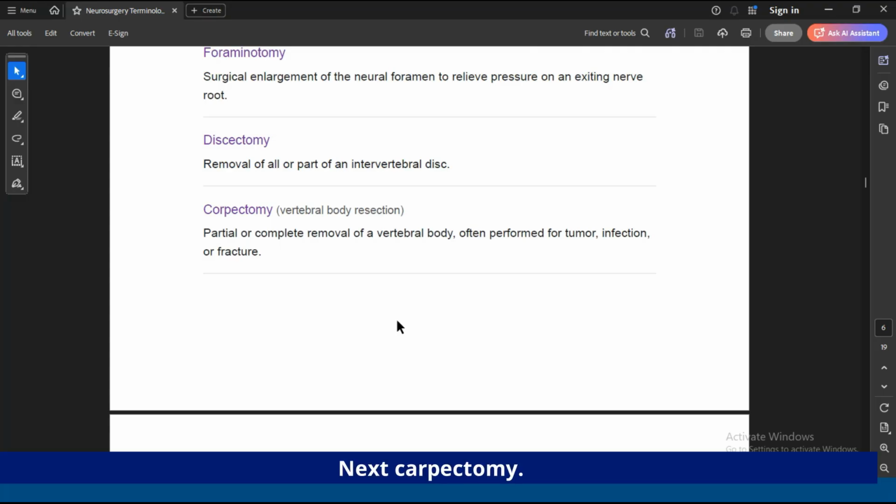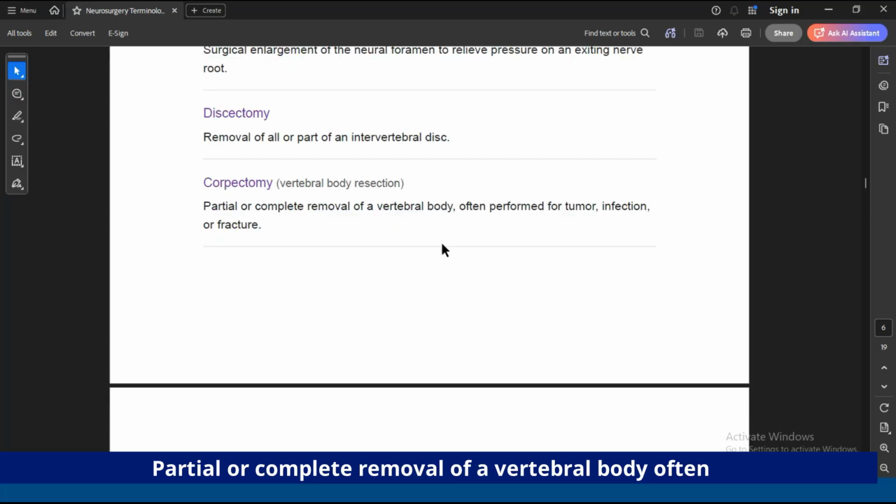Next, corpectomy. So vertebral body resection. Partial or complete removal of a vertebral body often performed for tumor, infection or fracture. So as you remember, previously we have learned like vertebral body is different, vertebral segment is different, correct? So corpectomy is complete removal of the vertebral body, not the vertebral segment. That is very important.